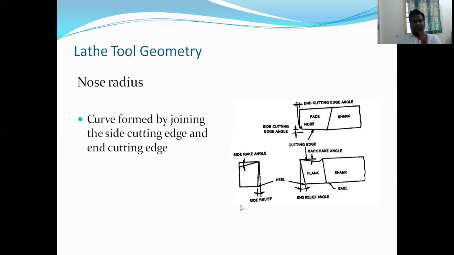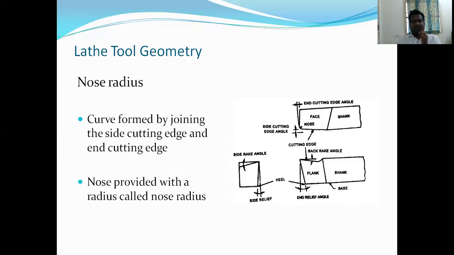Nose radius. The curve formed by joining the side cutting edge and end cutting edge is called the nose radius, right? Here you can observe this is the side cutting edge and the end cutting edge. Like this, we get the nose radius.